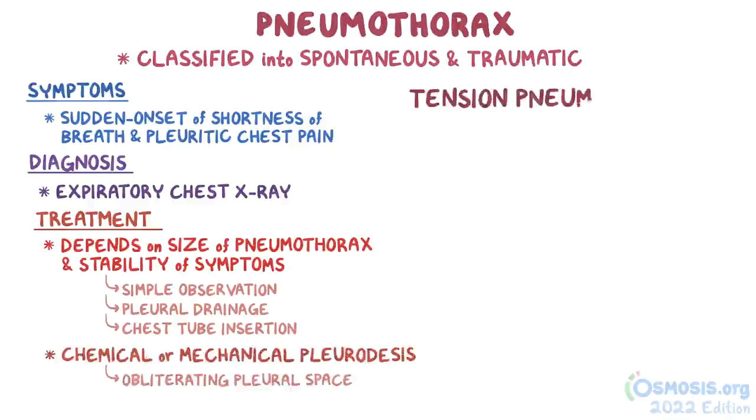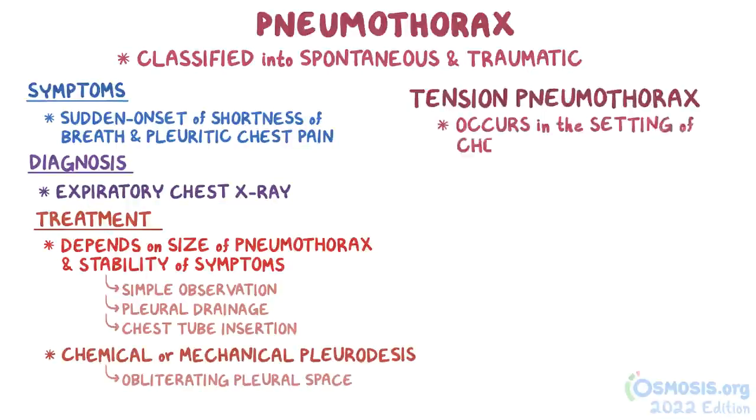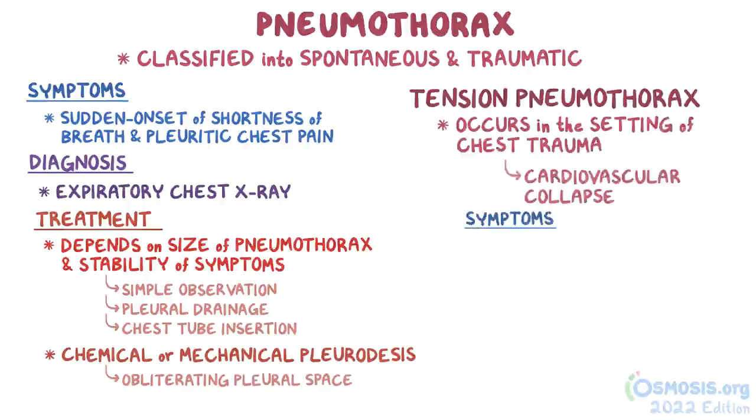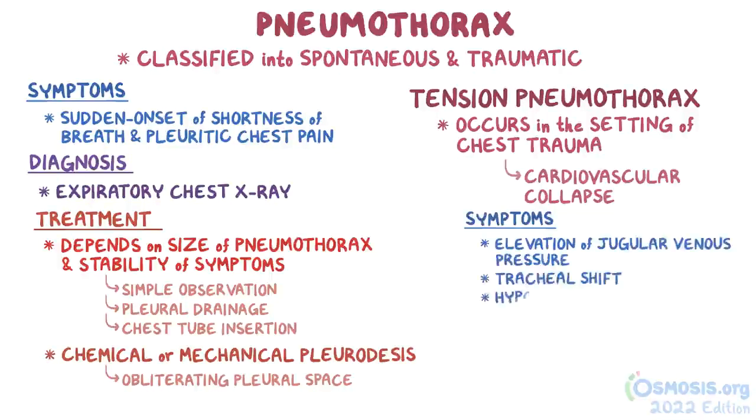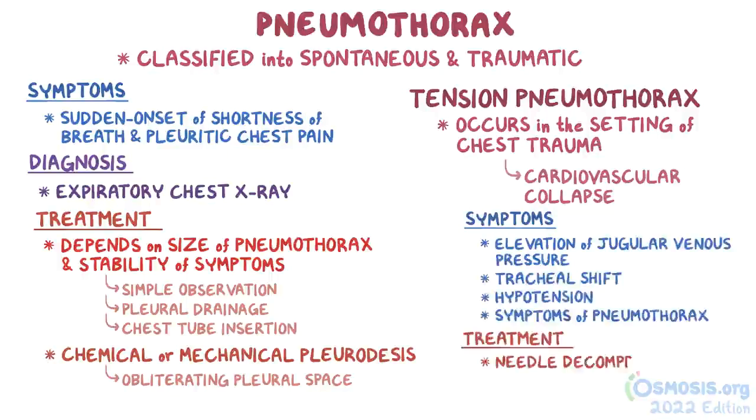Finally, a tension pneumothorax often occurs in the setting of chest trauma and can potentially result in cardiovascular collapse. Therefore, once a tension pneumothorax is recognized by signs like elevation of the jugular venous pressure, tracheal shift, and hypotension along with the symptoms of a pneumothorax, immediate needle decompression is prioritized over obtaining a chest X-ray.